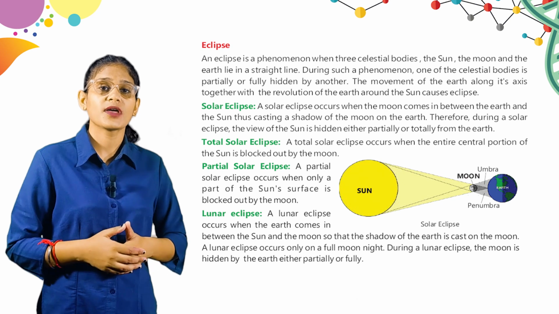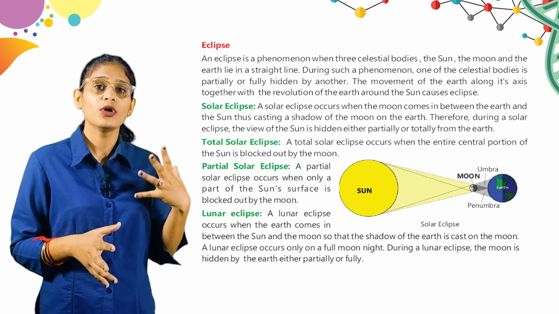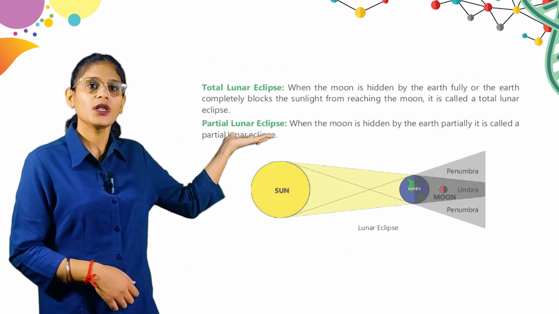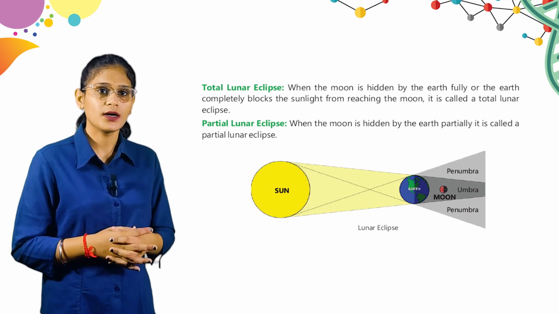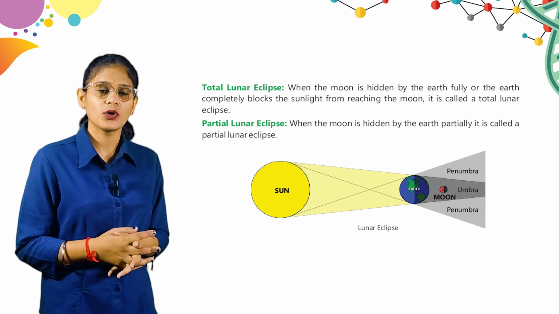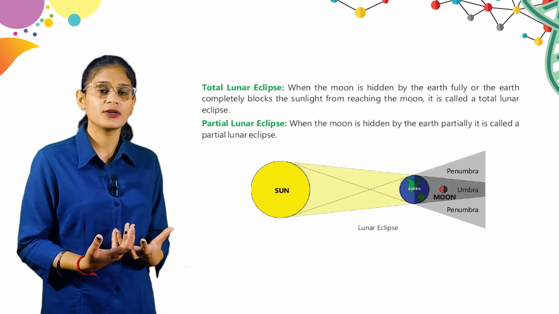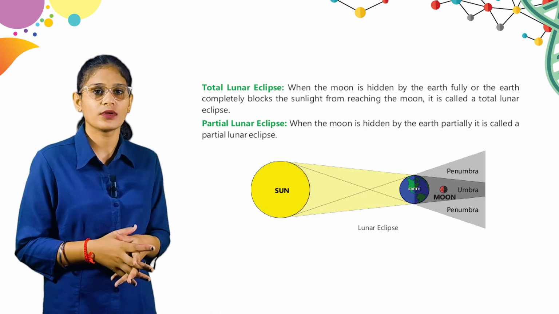So student, लूनर एक्लिप्स कब होता है? जब आपकी अर्थ जो है सन और मून के बीच में आ जाती है. ठीक है, या तो वो मून को कंप्लीटली हाइड करेगी या फिर पार्शियल. Here total lunar eclipse: when the moon is hidden by the earth fully or the earth completely blocks the sunlight from reaching the moon, it is called a total lunar eclipse. So student, जब अर्थ जो है वो completely सनलाइट को ब्लॉक कर देती है from reaching the moon, that is total lunar eclipse.